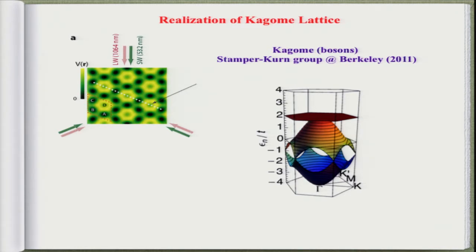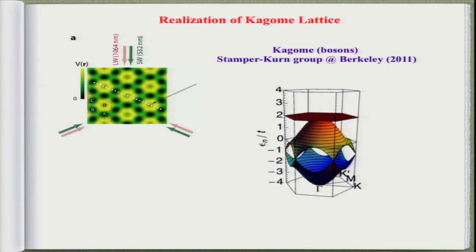Okay, good. I have given you the first example, where we have the superfluid with the basic group 2. Now I give you a second example, with superfluid with the basic group 3. The example is that the Berkeley group has realized this kind of Kagome lattice by interfering two sets of laser beams.